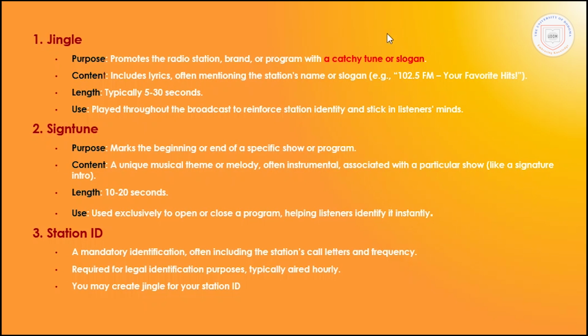What is the purpose or the uses of a jingle? The main use of a jingle is for reinforcing identity. It can be a station identity, a producer's identity, a presenter's identity, or a DJ's identity. So it's all about identity, who is who. And they are played frequently throughout a broadcast.